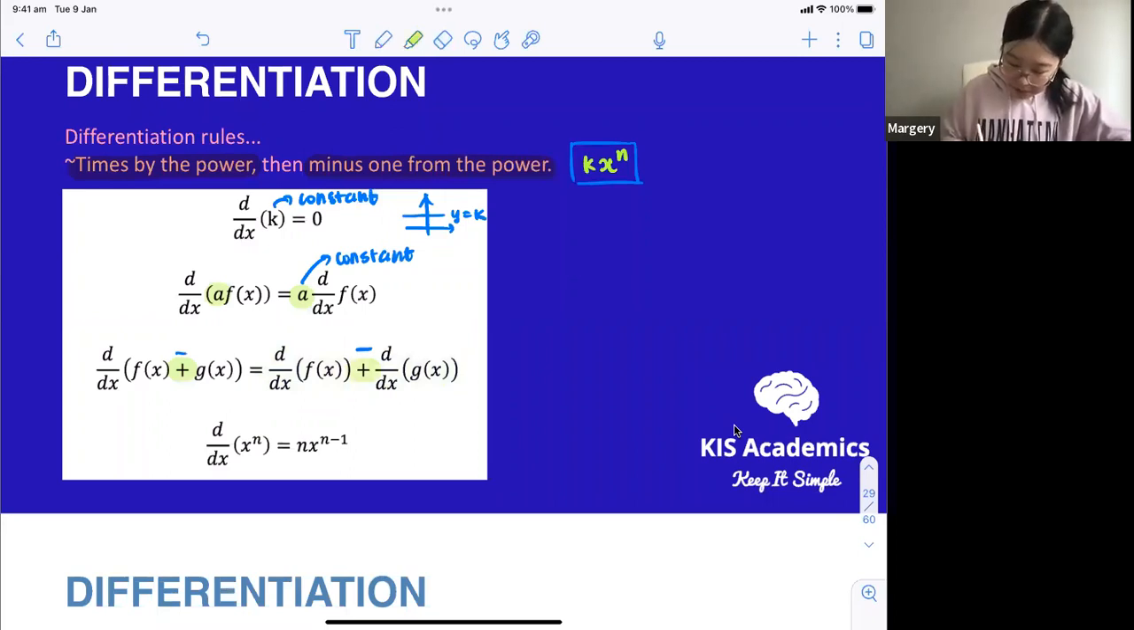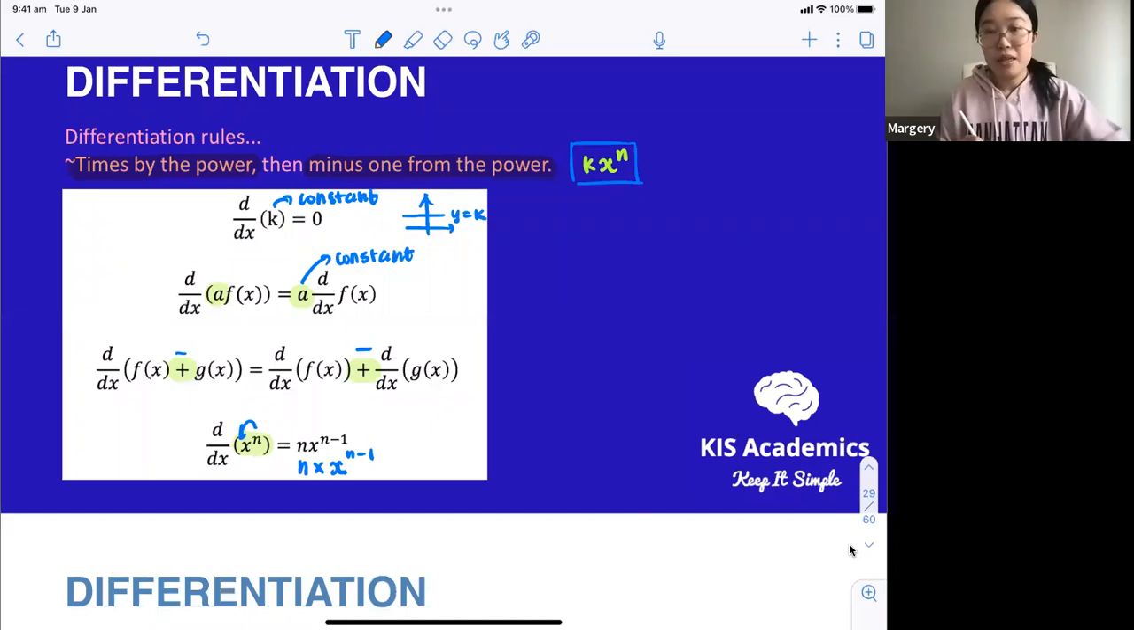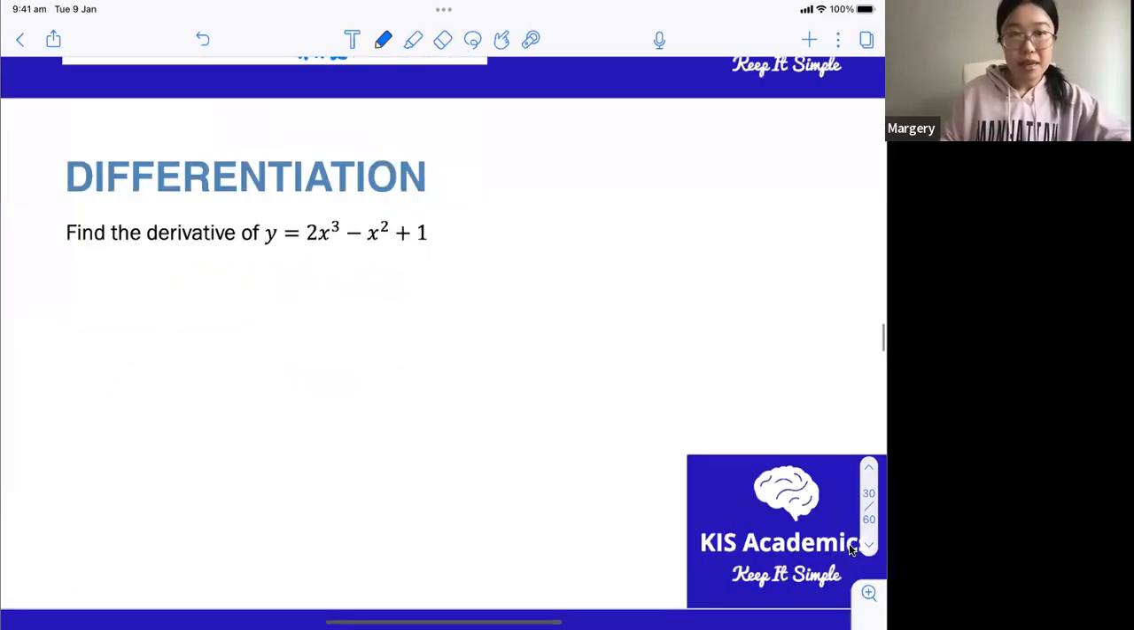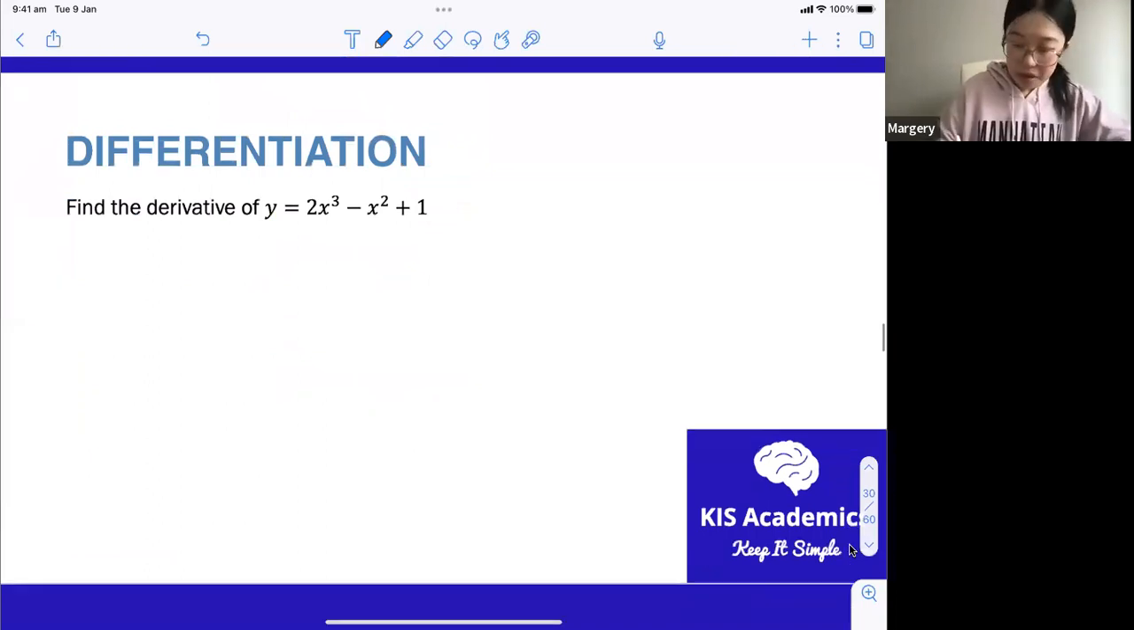And this last one here is saying if we have the derivative of x to the power of n, we bring down the power. So we multiply the power, bring it down. We have n times x to the power of n minus 1, subtracting 1 from the power. So it's a general rule that we would have seen quite a bit of. We'll now move on to an example down here, which is a fairly quick one. So it's a bit of revision.